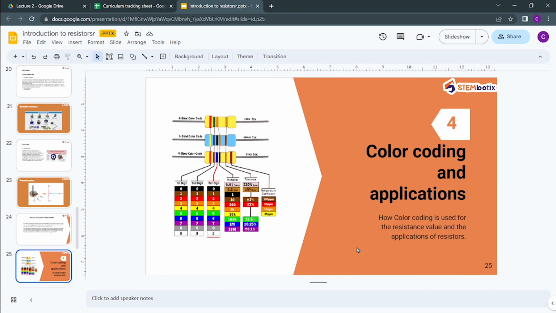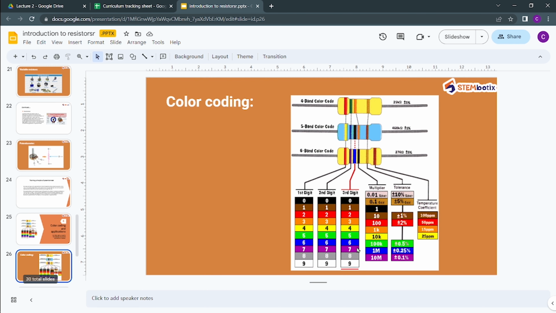Now moving ahead with color coding and application. The last part of our section is color coding and application. So this is how color coding works. As you can see in the image, there are three different types of resistors available in the market. The first one is the 4-band color code.